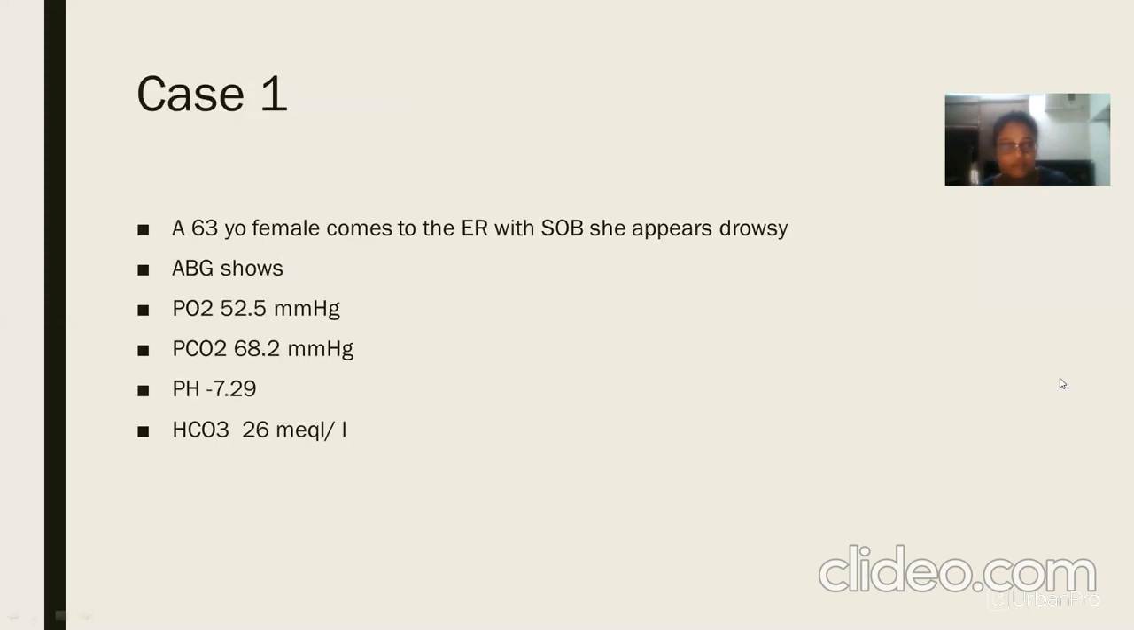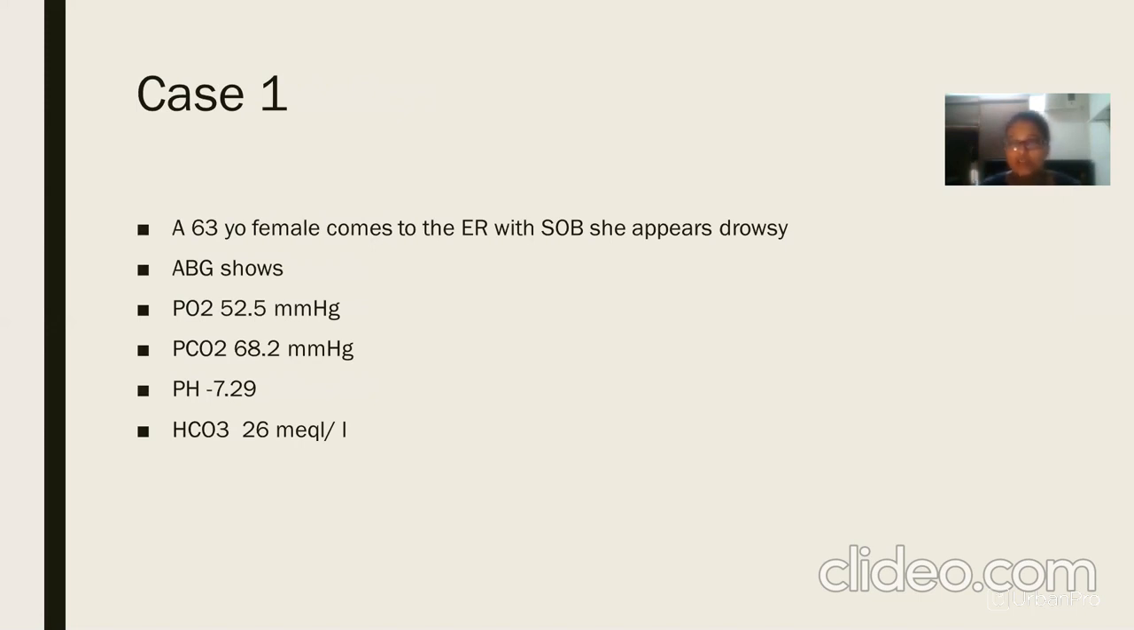Let's go ahead. So here's a small case. A 63-year-old female comes to the ER with shortness of breath. She appears drowsy. Her ABG shows a PO2 of 52.5, a PCO2 of 68.2, a pH of 7.29, and a bicarb of 26 milliequivalents.